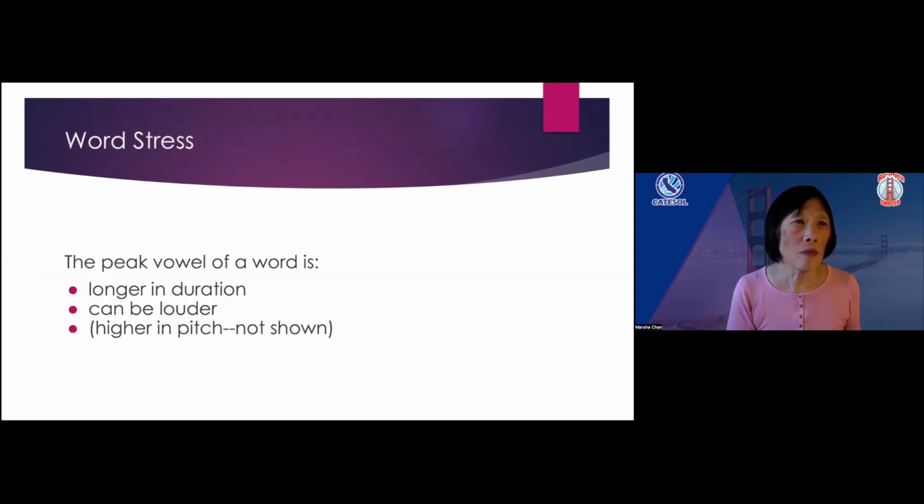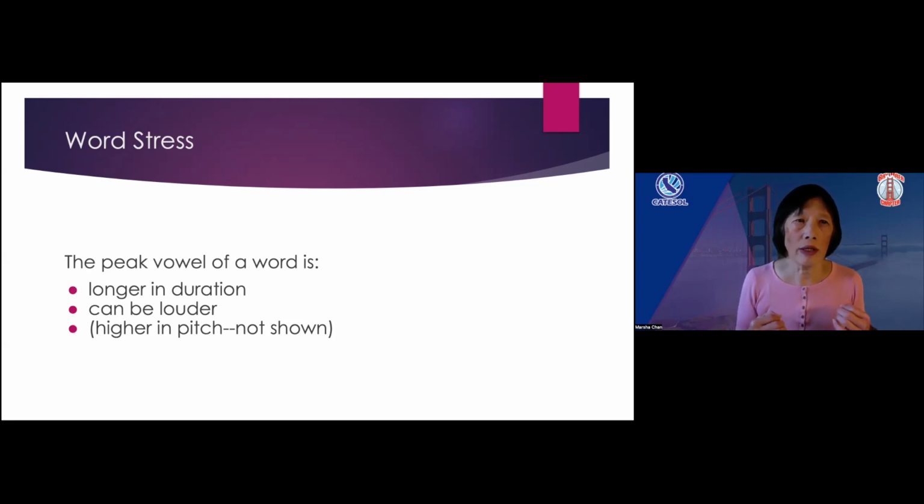Okay, so when we talk about word stress, we also know that every word has to have a vowel sound of some sort, and the peak vowel of a word, which may be a multisyllabic word, is longer in duration. It takes longer to say it. So if I say longer, and I say longer, you can hear the difference, right? Some people can hear that difference and understand it really well, while others don't really hear it, so seeing it is very helpful, all right?